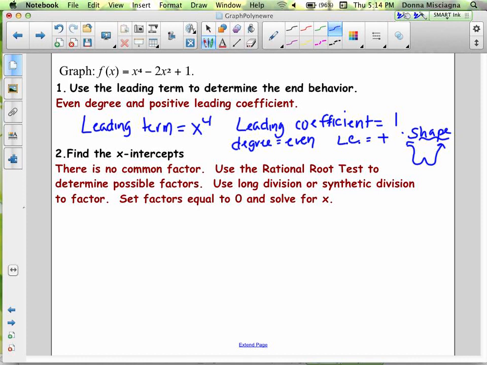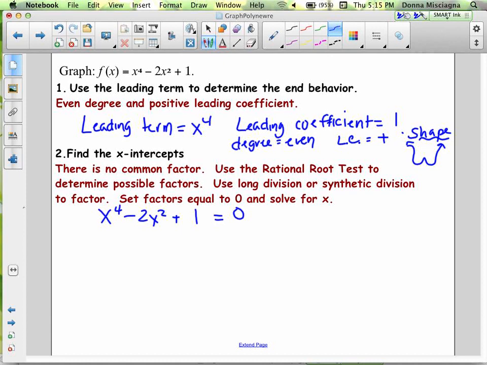All right, so first we're going to find the x-intercepts. No greatest common factor here. Actually, before I do anything, I'm going to set it equal to 0. x to the fourth minus 2x squared plus 1 equals 0. I'm just going to put the 0 on that side. No common factors there. Only one of the terms doesn't have an x. Coefficients are 1, 2, and 1. Nothing we can factor out.